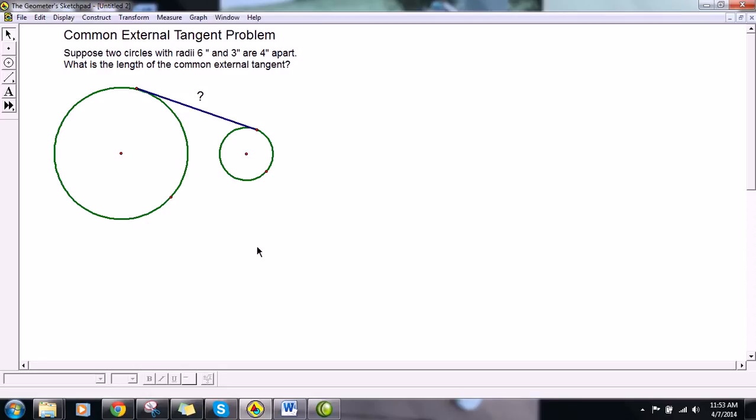So what I want to do right now is to show you two types of problems. They're a little bit complicated, and they use either radius perpendicular to tangent or the two-tangent theorem. So the first type of problem is called a common external tangent problem.